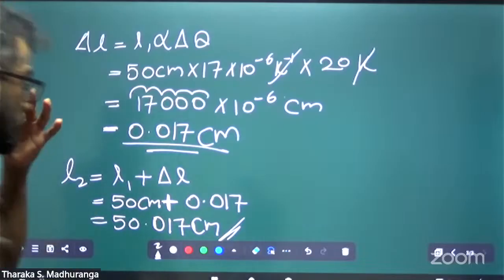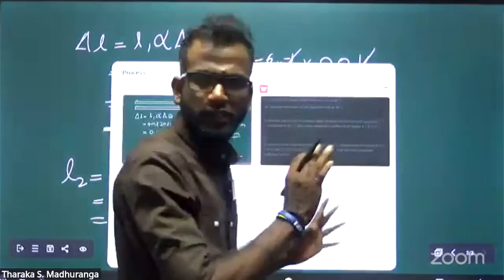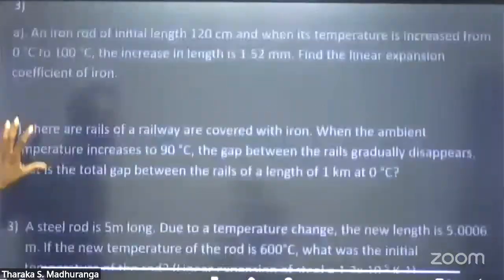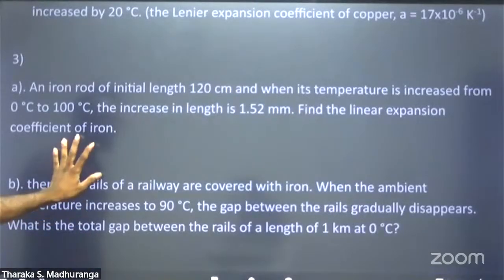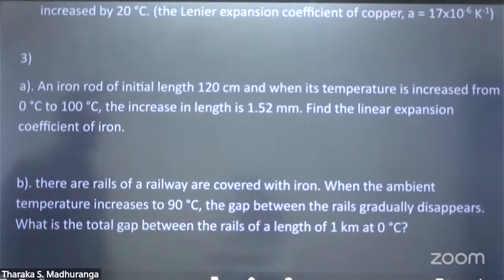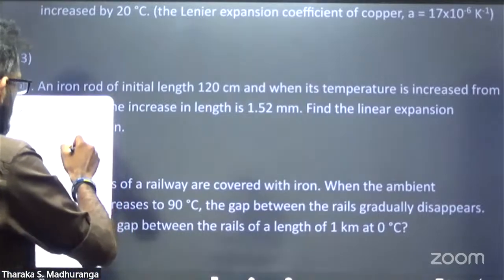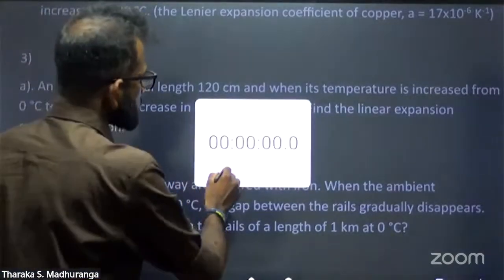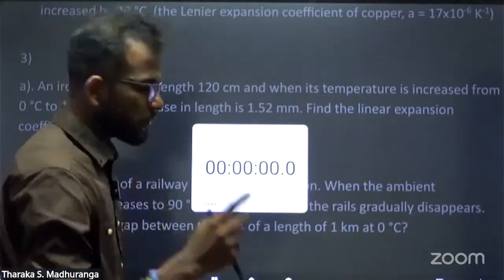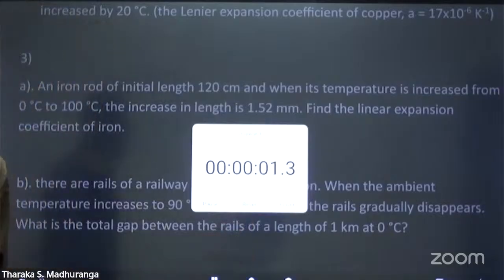Okay, now go to the third question. That's the final question. The other questions are homework. You have to complete it, because now I am going to move into area expansion. This is a good question. You have to do it within the time. Now you have a timer. I will give you 2 minutes. Okay, now it's starting.